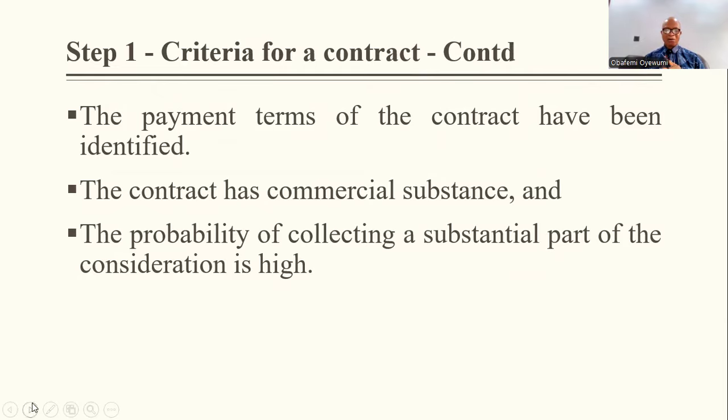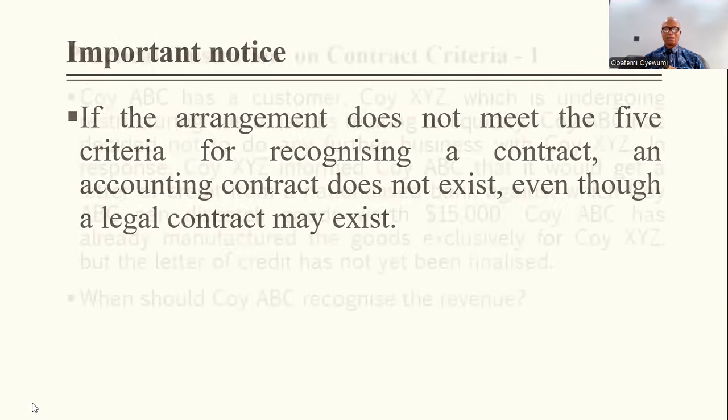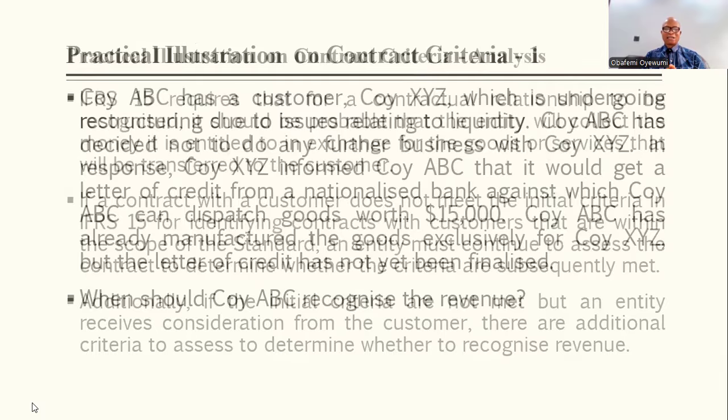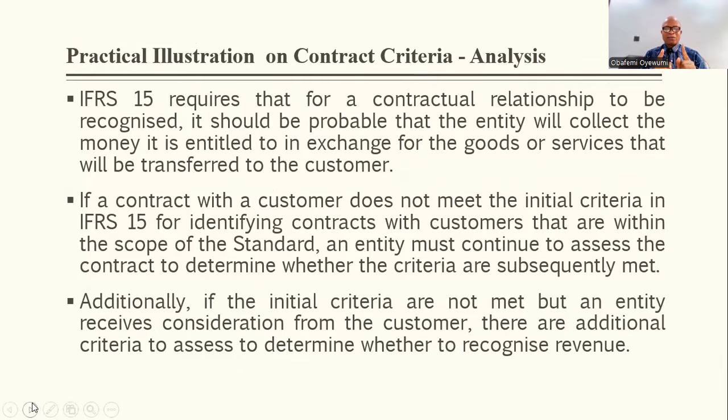In this case now, there's a challenge. In the case that we are looking at, it says that they'll be having a liquidity issue. And because there's a liquidity issue, there's a doubt for the amount of this 15,000 to be collected. So what does that mean? It means that IFRS is saying, hey, this particular condition has not been met.